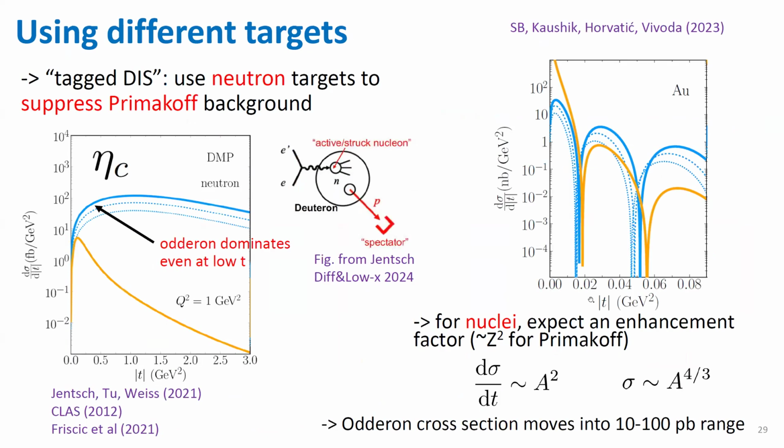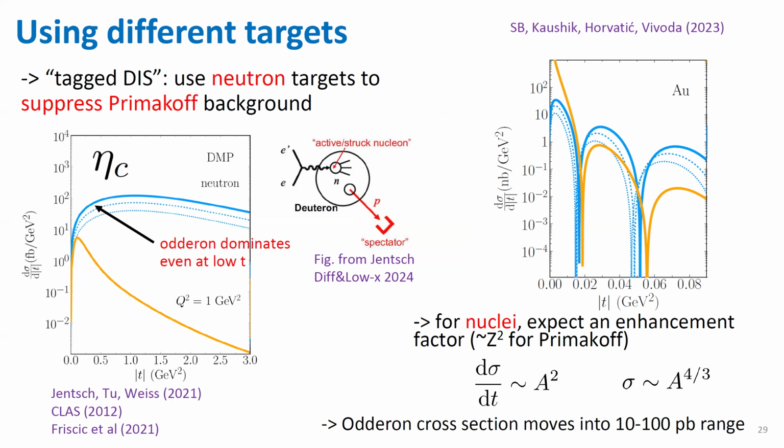Okay, so now I want to briefly entertain another possibility. As you have seen, the way to see the Odderon with proton targets is to consider the moderate to high T range. In the low T range, you have this Primakoff background, but also generically the Odderon cross sections are just small. So is there a way to move around these obstacles?